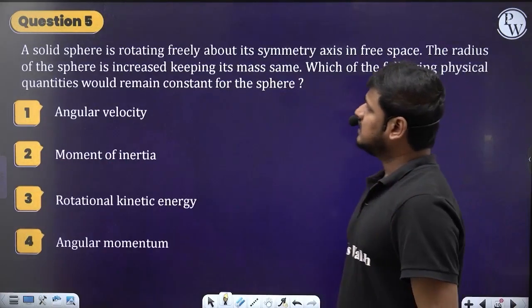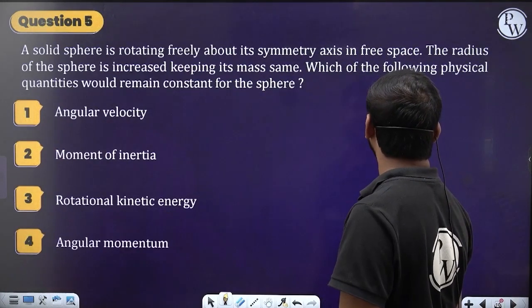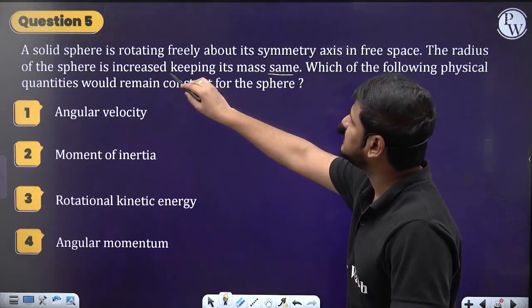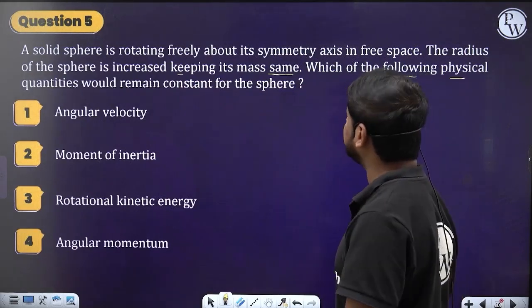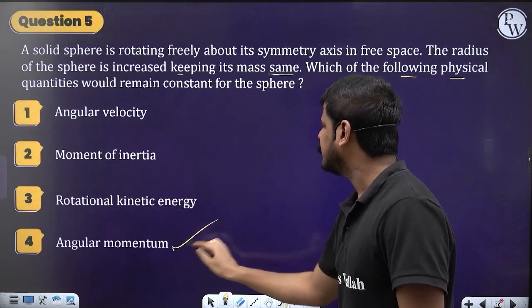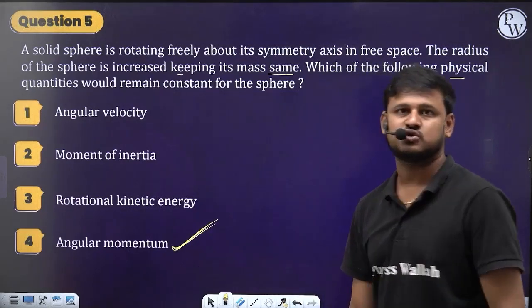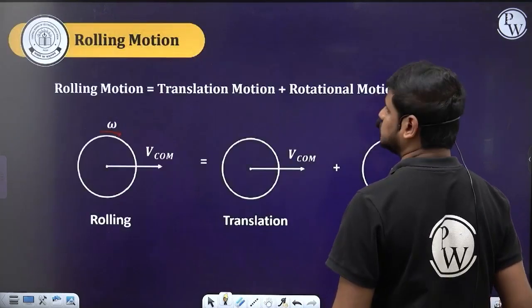Chalo, the next one. A solid sphere is rotating freely about its symmetry axis in free space. The radius of the sphere is increased to keep its mass the same. Which of the following physical quantities would remain constant for the sphere? Obviously, the angular momentum remains constant. We already discussed 2 to 3 questions based on this. Right? Done? So chalo, next.